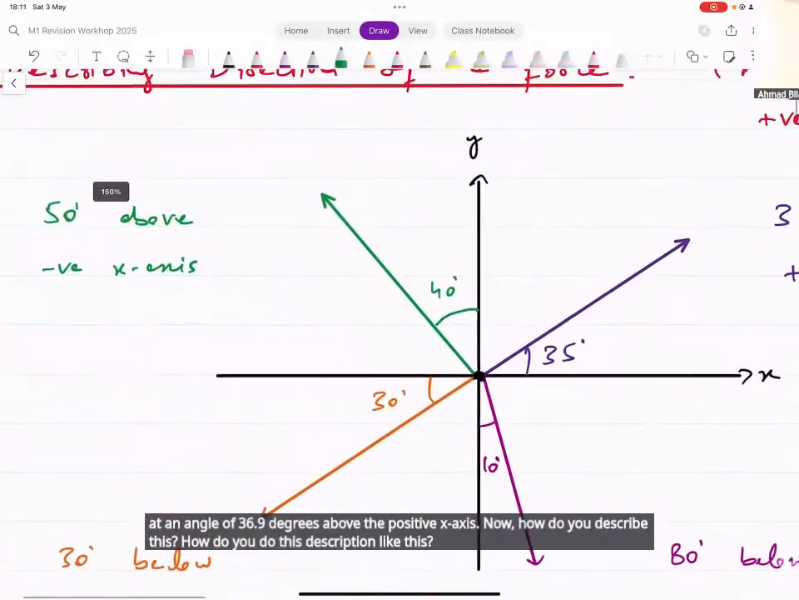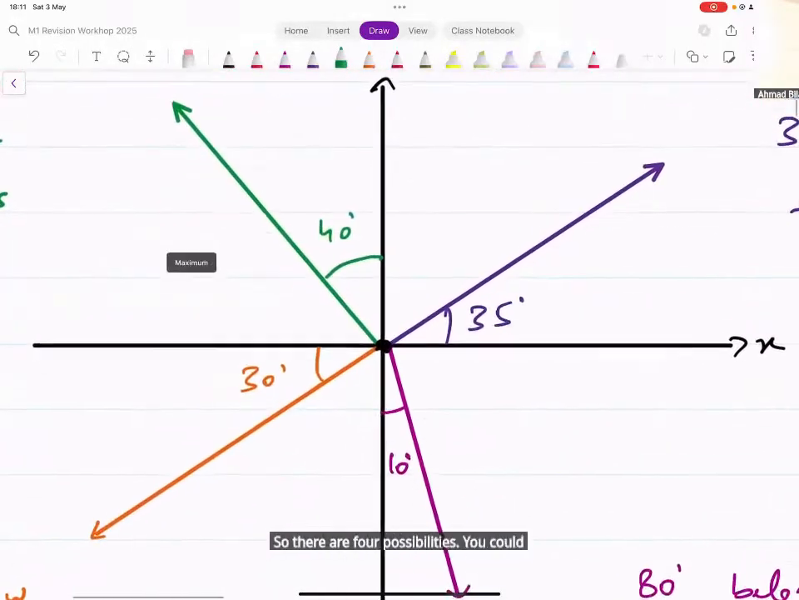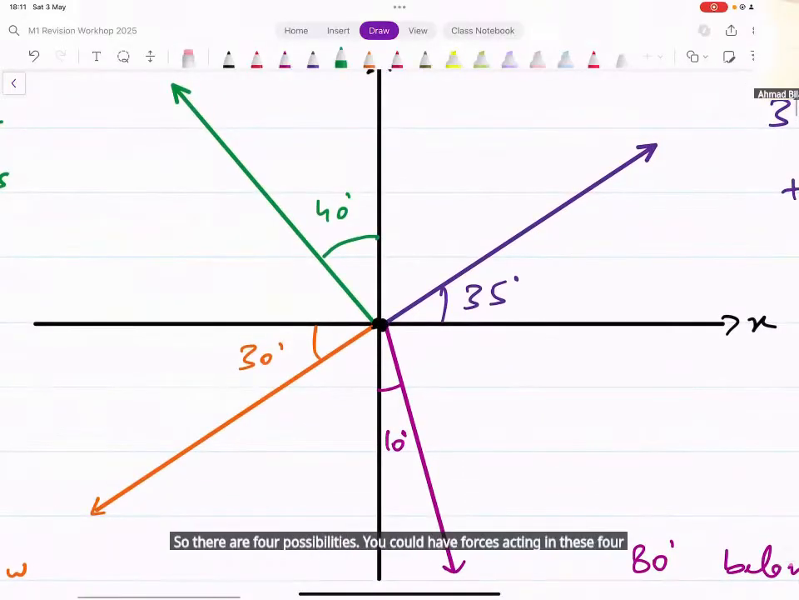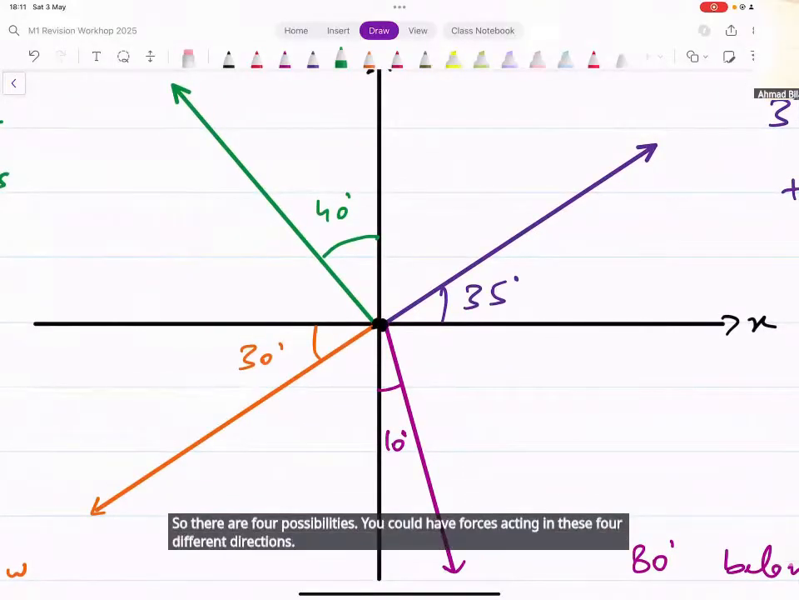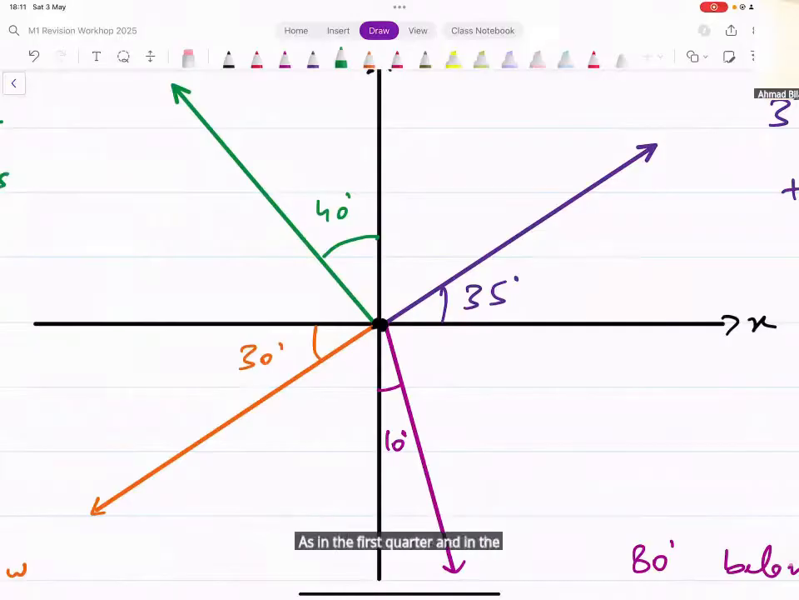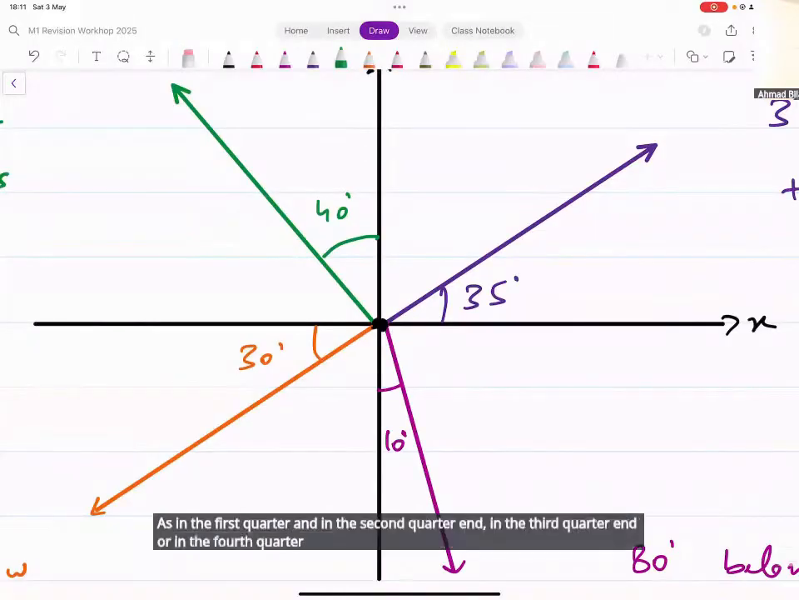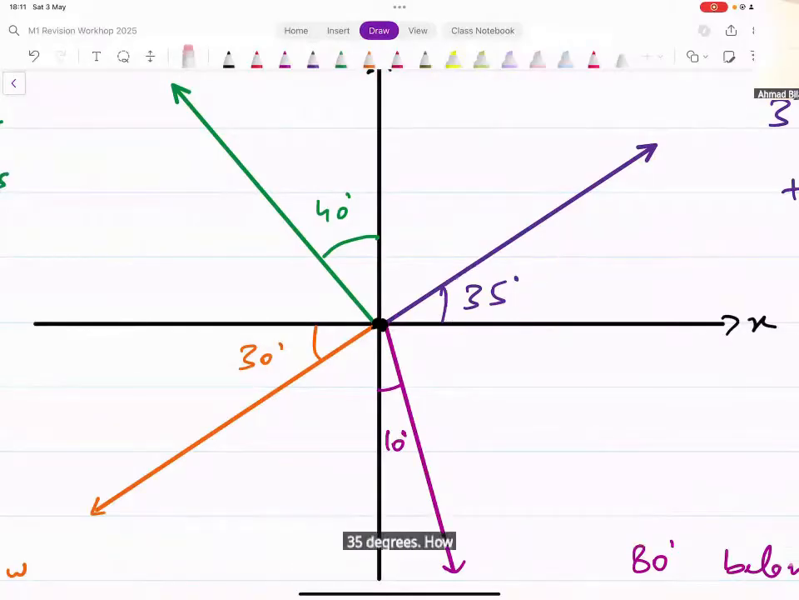So there are 4 possibilities. You could have forces acting in these 4 different directions, as in the first quadrant, in the second quadrant, in the third quadrant, or in the fourth quadrant, right? You'll have forces acting in one of these directions. How would you describe each of them? You need to know this. For example, if you have a force acting here, 35 degrees, how would you describe this force?